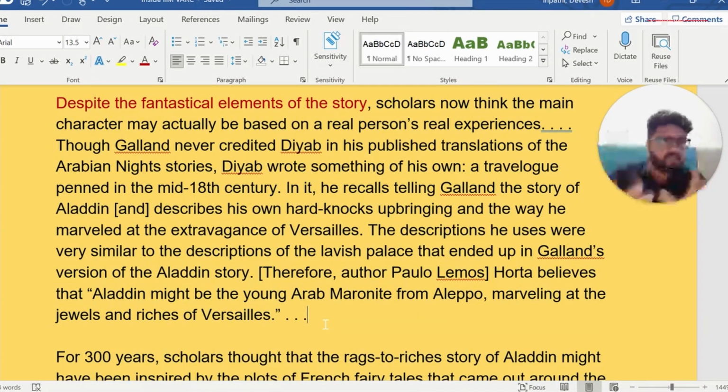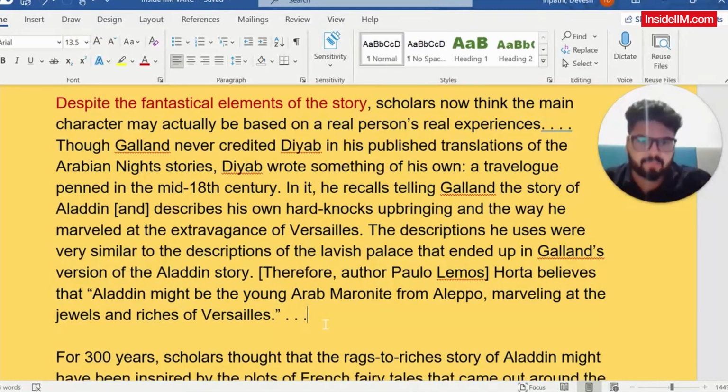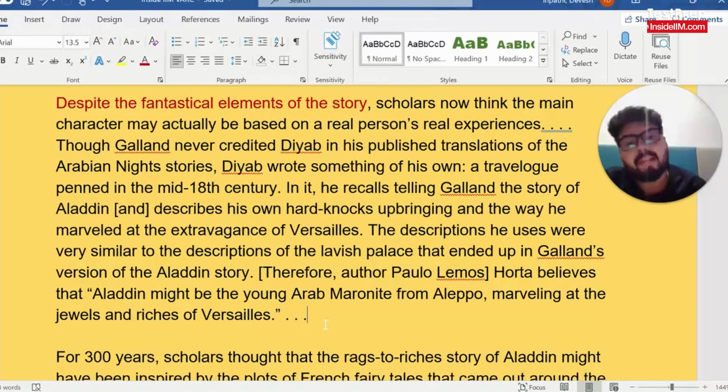That is how you get the plot of this whole passage, and it is moving in that particular direction. Though Galland never credited Diab in his published translation of the Arabian Nights stories, Diab wrote something of his own. Now, Diab said that, look, I write something of my own. So he wrote a travelogue that was penned in the mid-18th century.